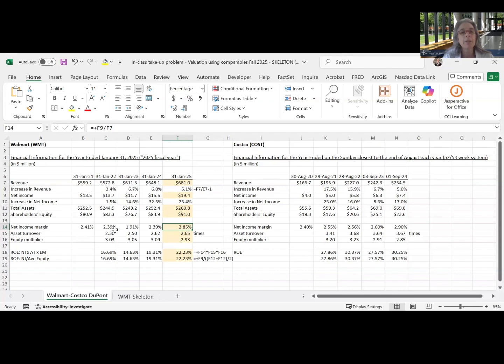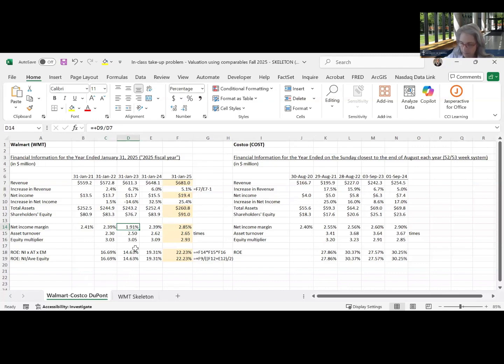It's pretty much increased from the last 3 years. When I first started using Walmart as an example in class in 2023, I thought it was quite interesting. Their net income margins were only 1.9% and had been declining from the previous 2 years. I was wondering whether that was an opportunity for them to redesign their business processes to improve their net income margin. In looking at that, I compared Walmart to Costco.